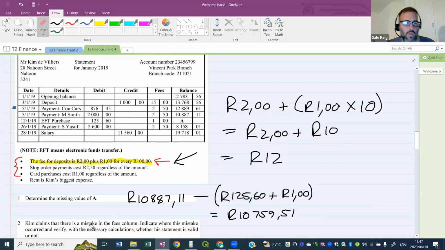So let's go to the question. It says Kim claims there's a mistake. Indicate where this mistake occurred and verify with calculations whether the statement is valid. So let's set the answer up now. This is how we would answer this question. Number 1, indicate where this mistake occurred.